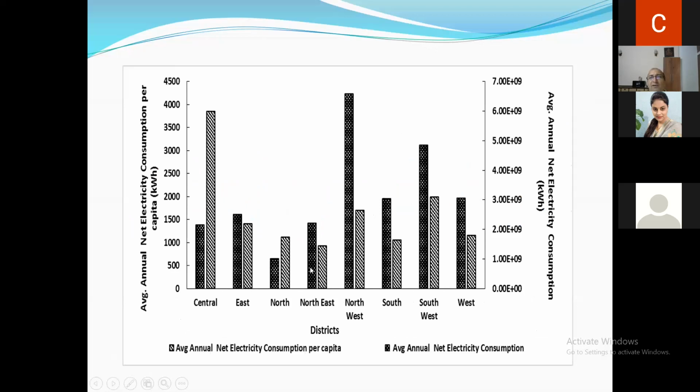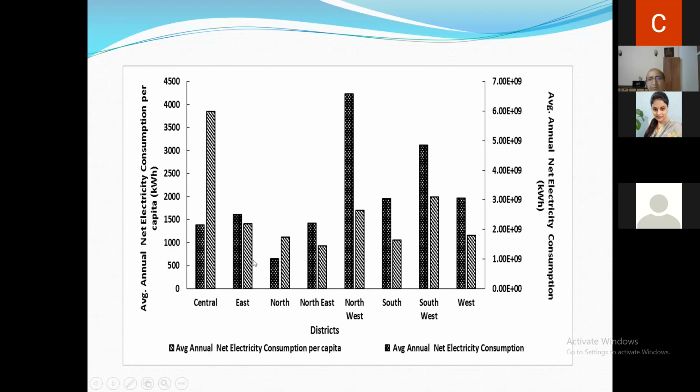for each district. That is the average annual net electricity consumption. In terms of the average net electricity consumption, that is this dark one, you find that the northwest and the southwest are more. Why? These districts are very large, so their populations are also larger, so the net electricity consumption is more. But when you divide it by the population of each district, the picture gets reversed. So you get the central district, the net electricity consumption per capita is the highest, which is then followed by the other districts, southwest and the west and other districts.